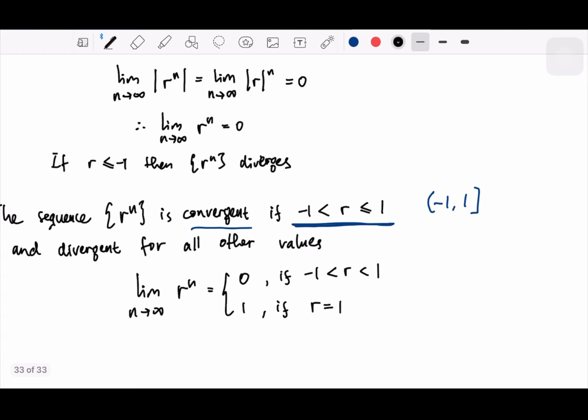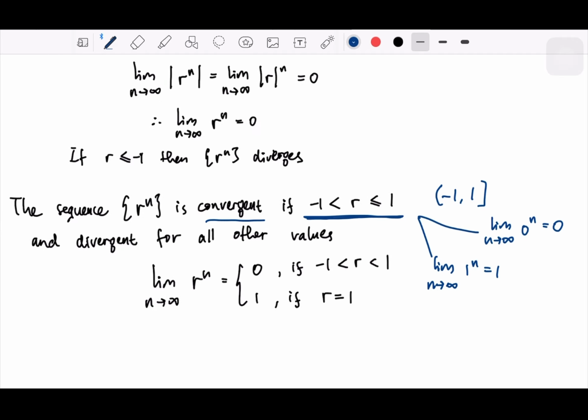The value can be thought of as a limit of n 1 with power of n, and limit as n approaches infinity 0 with power of n. So if r is equal to 1, then the limit value will also be equal to 1.